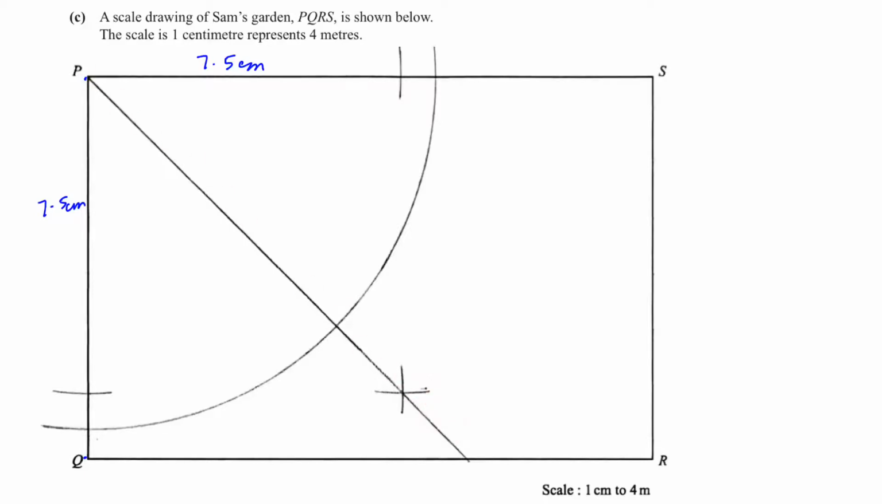We have to shade the region where he plants the bulbs, which is less than 30 meters from P. So it is this part, and it has to be nearer to PQ. So it is only here. This is the area where he can plant the bulbs.